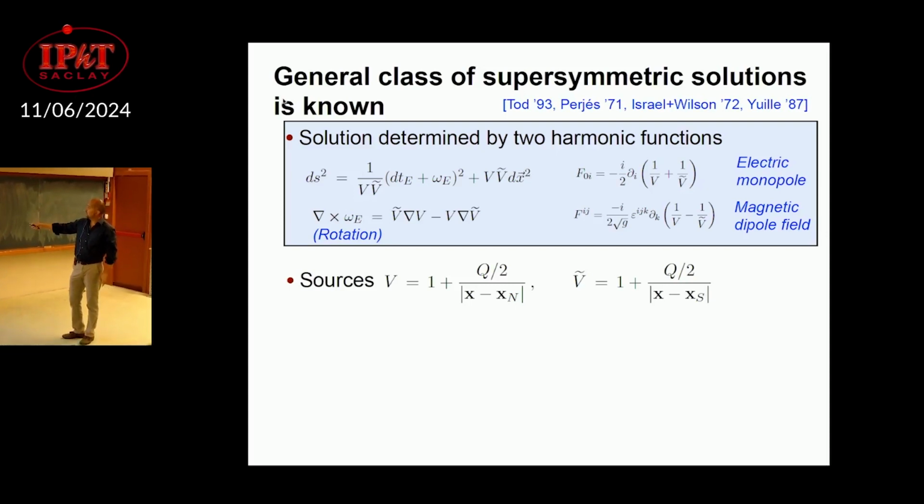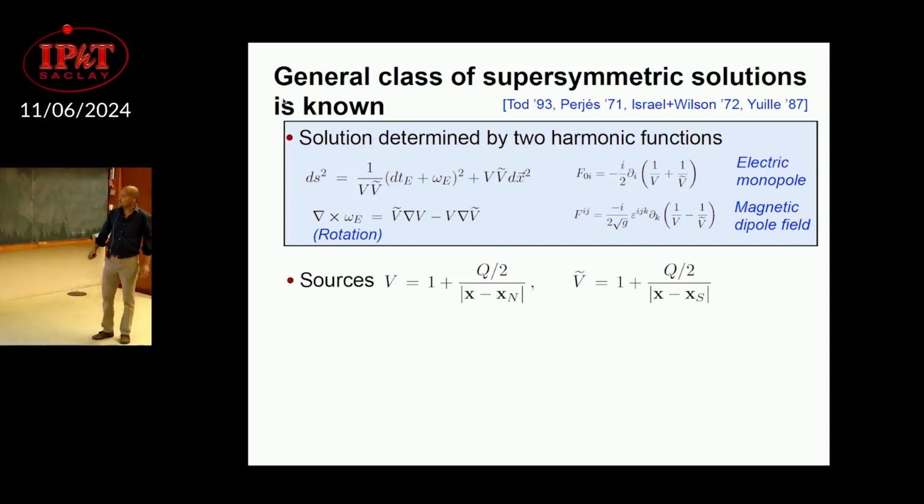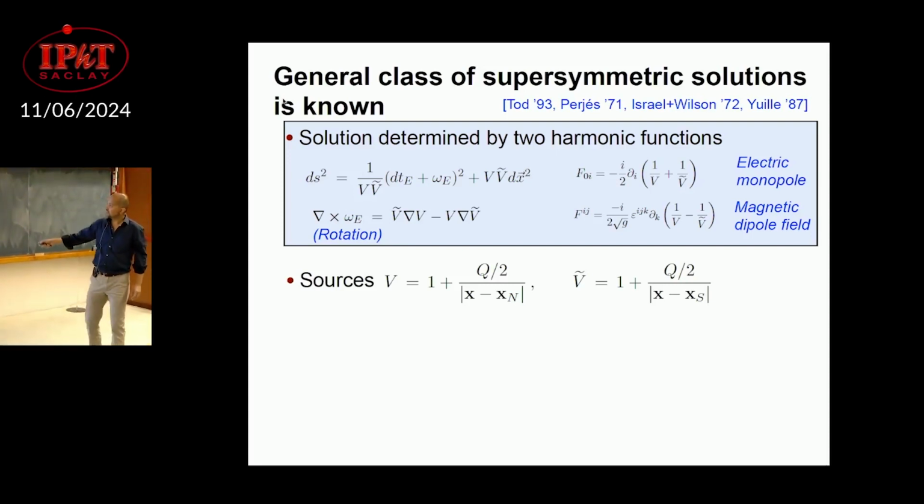But at infinity, there's no 1 over r term. There's a minus sign here. So there's no new monopole charge. I'm not changing the charges, but there's a dipole field in the system.